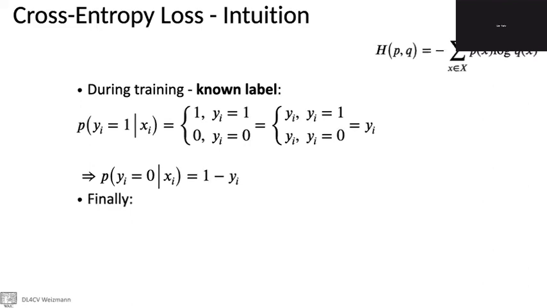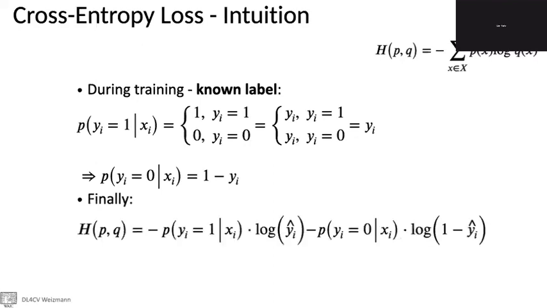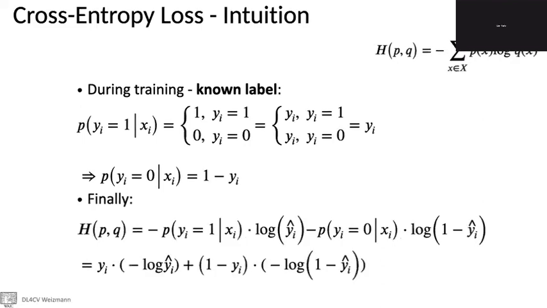Okay, finally, we defined P and Q, and we want to plug the desired P and Q into the cross-entropy formula. And this is exactly what we described and showed you before as the cross-entropy loss. So we have minus the sum over the probability of either classifying as 1 or 0, multiplied by the log of our prediction for this classification.